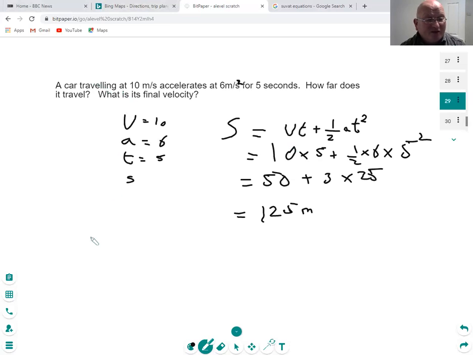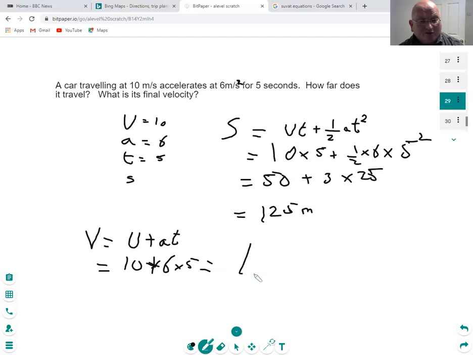Right, let's now do the second part, which is what was its final velocity? Well, for that one, I'm going to use what I think is the easiest to remember, which is V equals U plus AT, and that is 10 plus 6 times 5. 6 times 5 is 30, and that is a plus. It looks like a multiply, but it's a plus. And so the answer there is 40 meters per second.